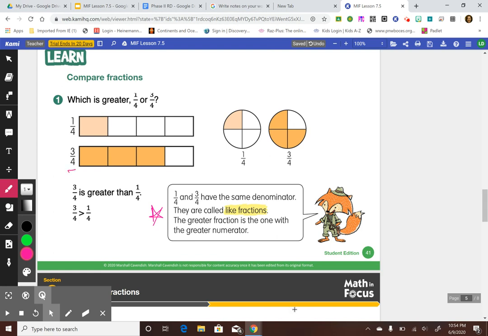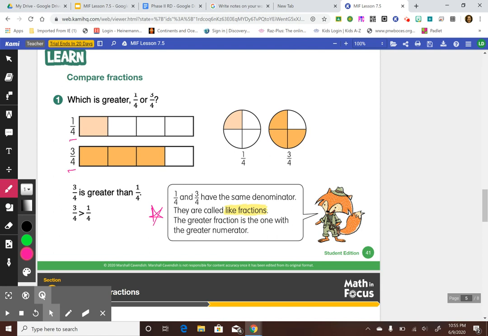I'm going to point it out here. There's the denominator. They're called like fractions. When you compare like fractions, all you have to do is look at the numerator. The greater fraction is the one with the greater numerator because 1 out of 4 parts is less than 3 out of 4 parts. So these are bar models and these are circle models showing the same idea.